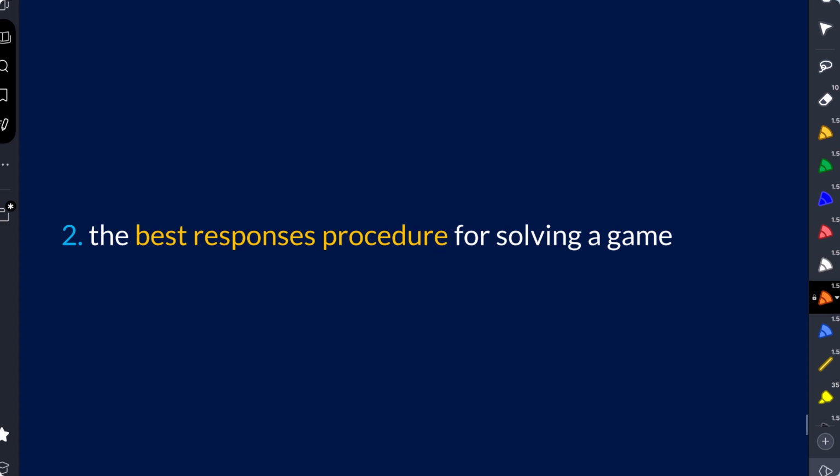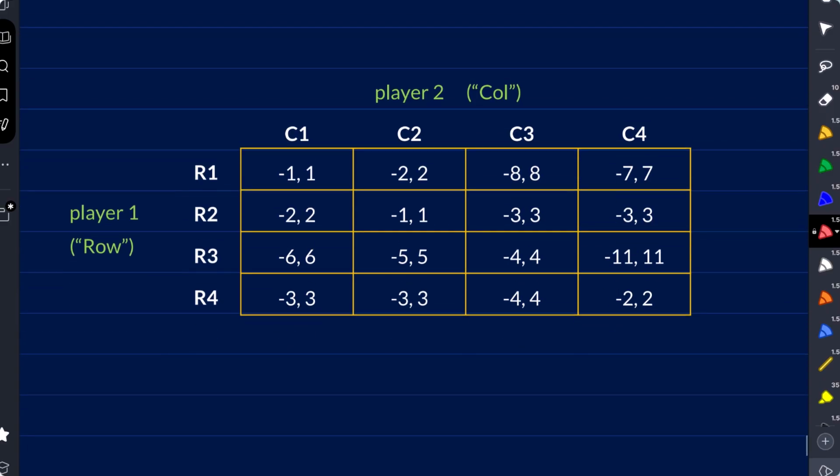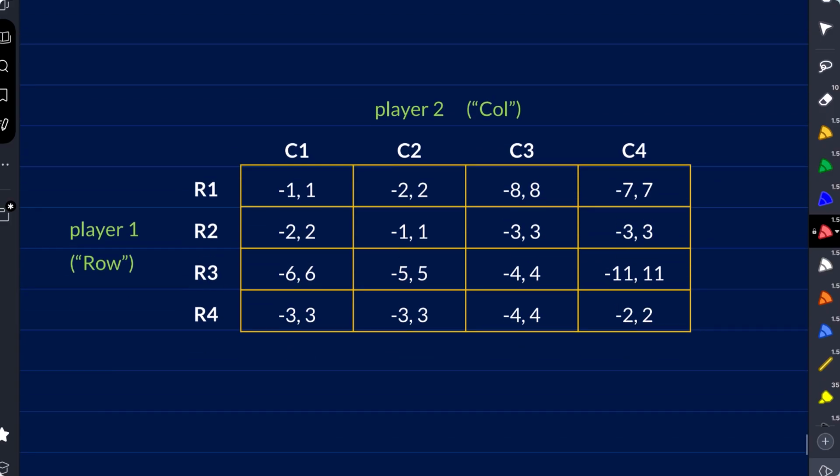Okay, so now we want to look at this procedure that we call the best responses procedure. And so the idea is for any play that one of the players might make, what's the best response by the other player? Okay, so we'll start with player one.